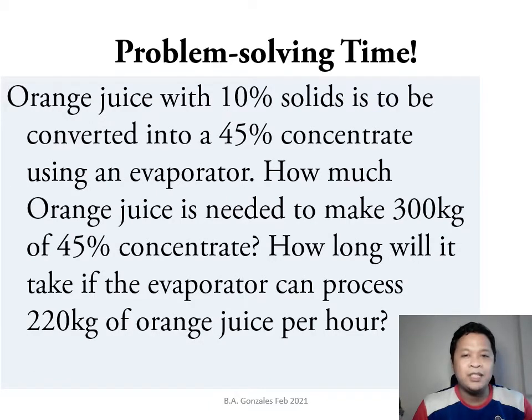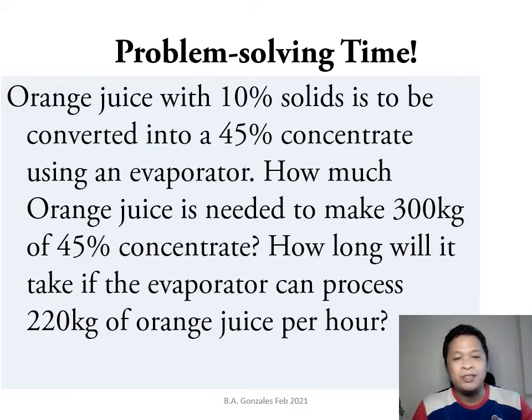Okay, so say for example, we have orange juice with 10% solids, and you want to concentrate it, evaporate the liquid para maging concentrate siya na orange juice. And then your goal is to make 300 grams of 45% concentrate or orange juice na merong 45% solids instead. So the question is how long the process would take if you can have 220 kilograms of orange juice per hour evaporated from 10% to 45%.